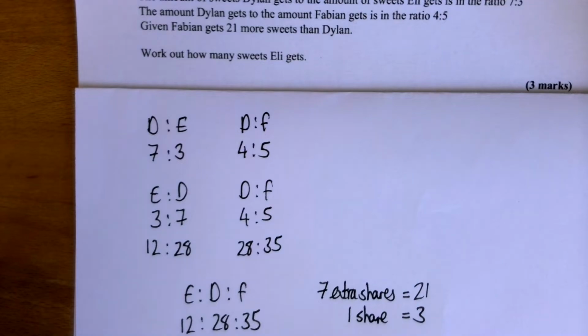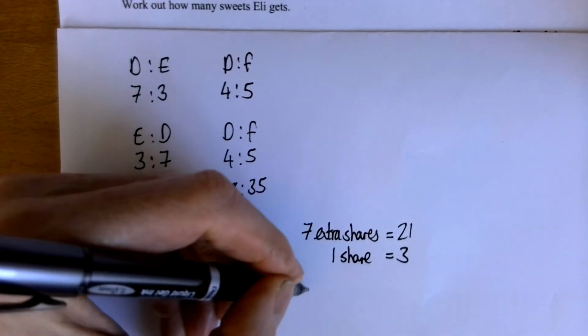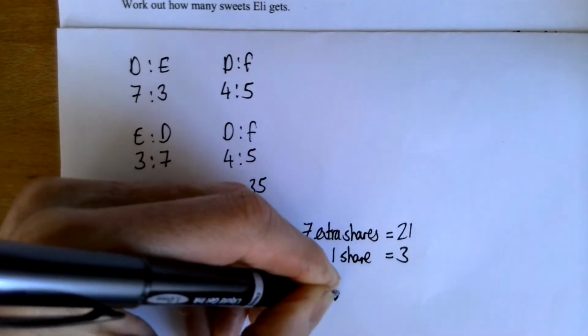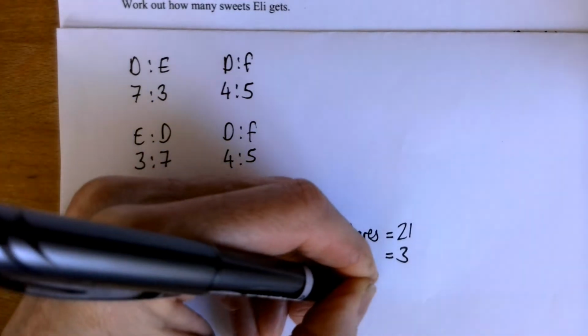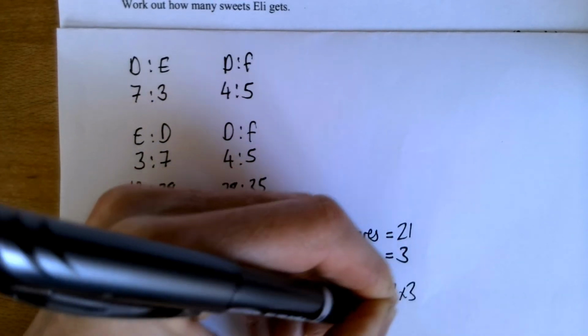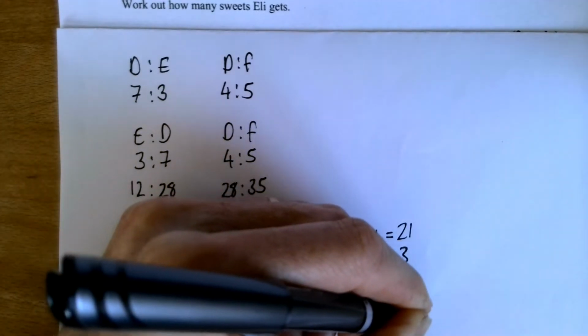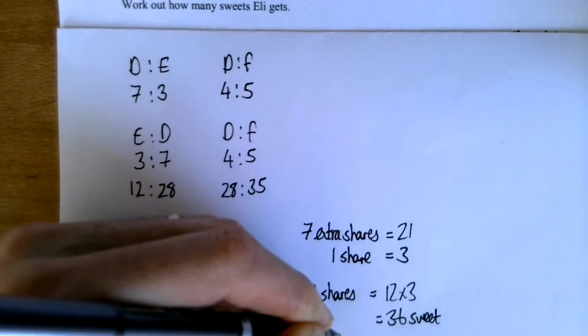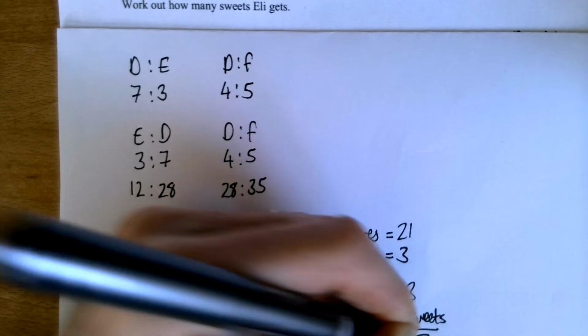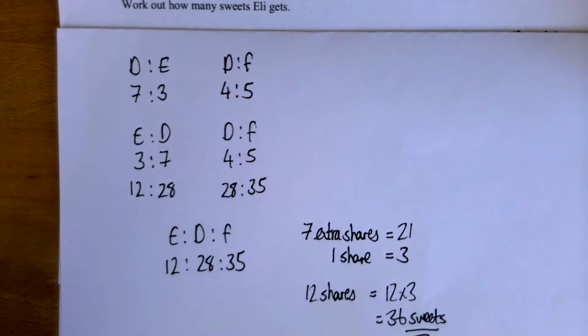Eli gets 12 shares. So 12 shares is going to be 12 times 3, which is 36. So 36 sweets is the answer to the question. How many does Eli get?